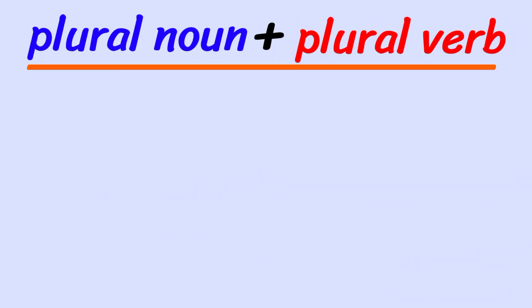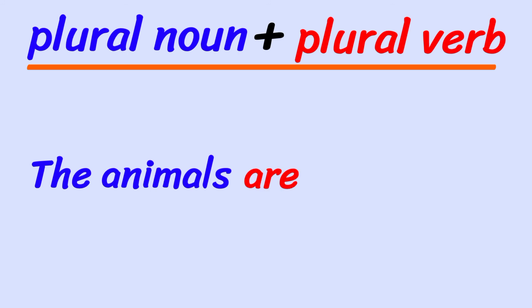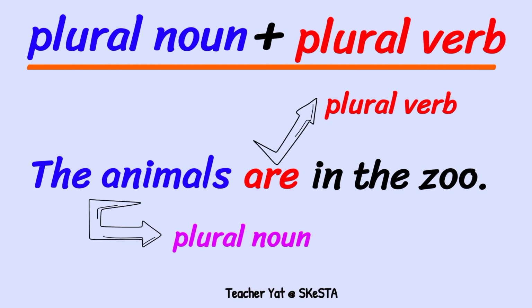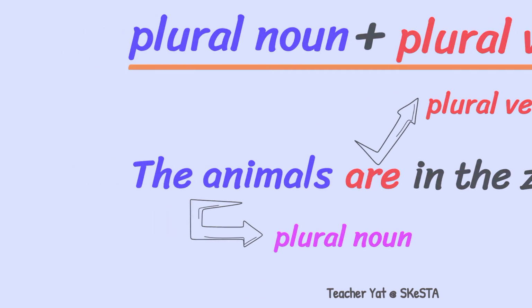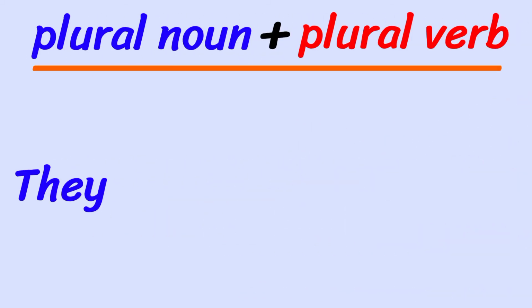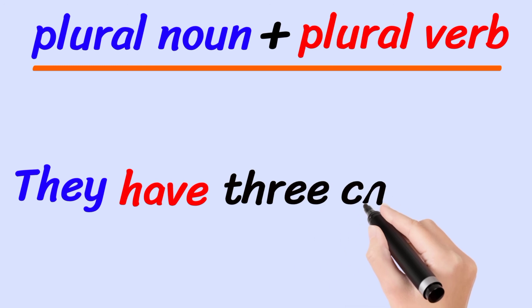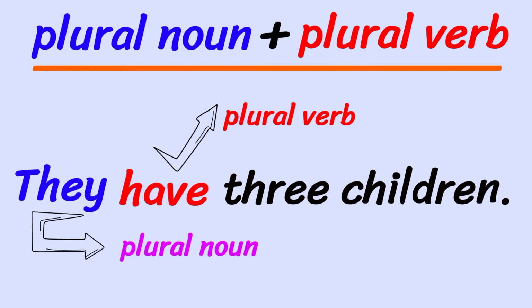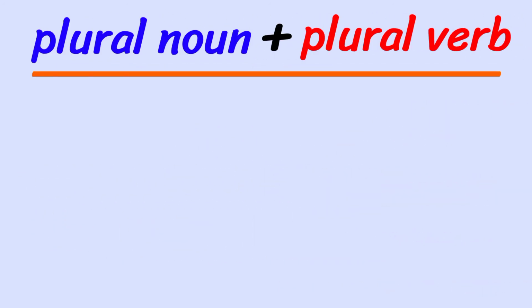Let us see some examples. First, read the sentence: The animals are in the zoo. You must spot the subject first. The subject is a plural noun. There are many animals, so we need a plural verb, which is are. Second, read the sentence: They have 3 children. You must spot the subject first. The subject is they. They is in plural form, ramai. So, we need a plural verb, which is have.